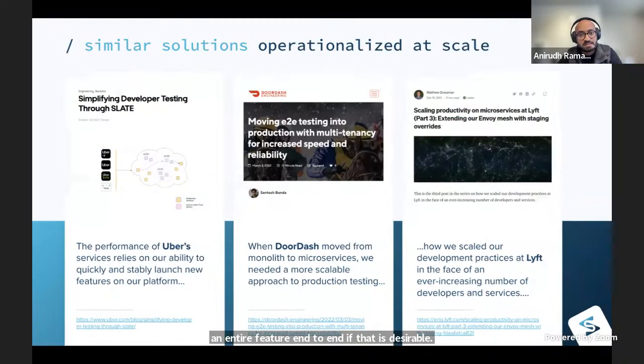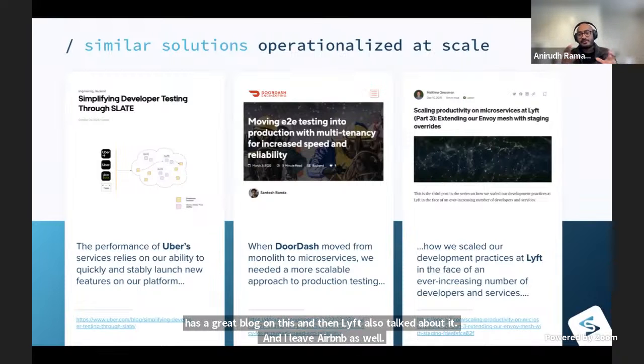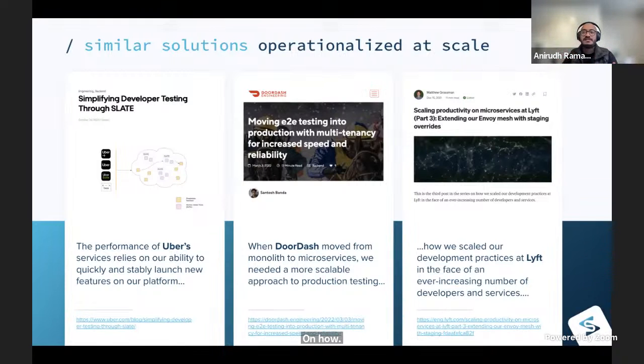Yeah, and solutions like this have been operationalized at scale. This is Uber Slate, a great blog post that they wrote. Underneath the hood it's pretty much the same. Of course, it's not on Kubernetes, but the ideas are the same. DoorDash has a great blog on this, and Lyft also talked about it, and I believe Airbnb as well, on how this sort of request tenancy can be used for testing microservices at scale.